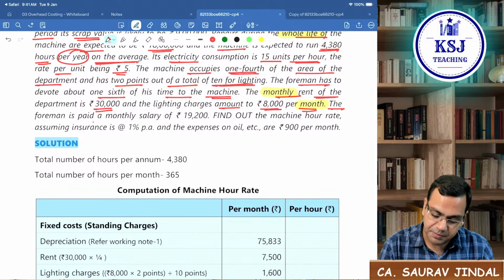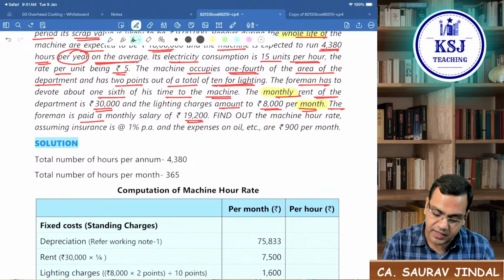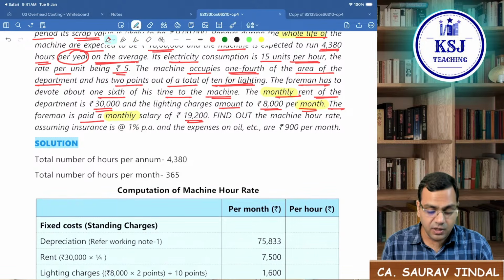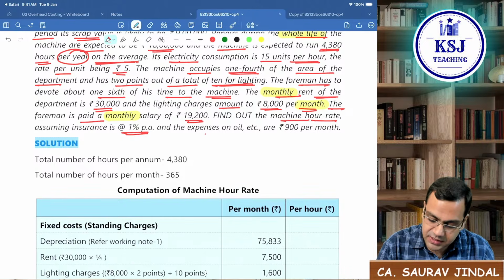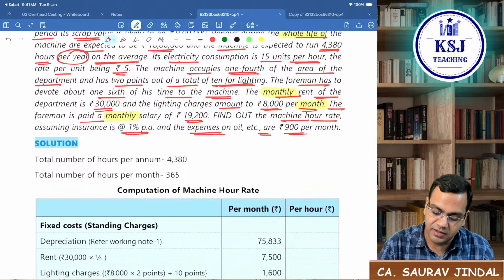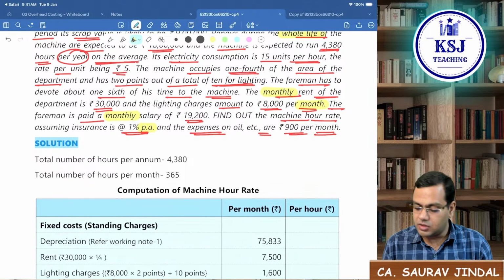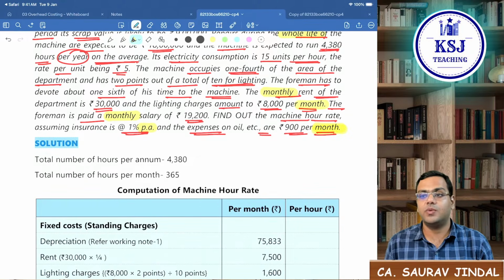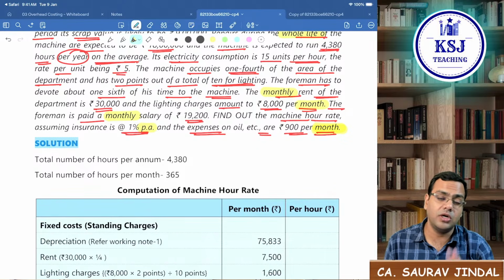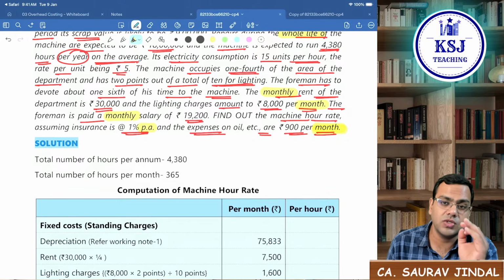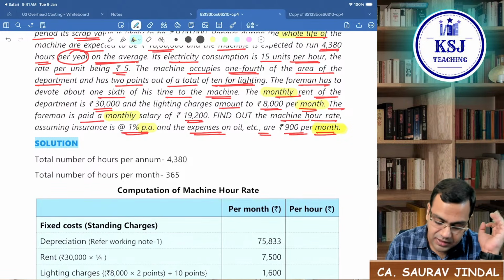Then the foreman is paid a monthly salary of 19,200. Again, it's a monthly salary which is given. Find out the machine hour rate, assuming the insurance at the rate of 1% per annum, and expenses on oil etc. are rupees 900 per month. Now, if you see, the insurance cost is per annum, whereas the oil cost is per month. That is what I told you, that some costs will be monthly, some costs will be annual. You have to decide whether you want to solve the question monthly or annually. I think they have done it monthly now.